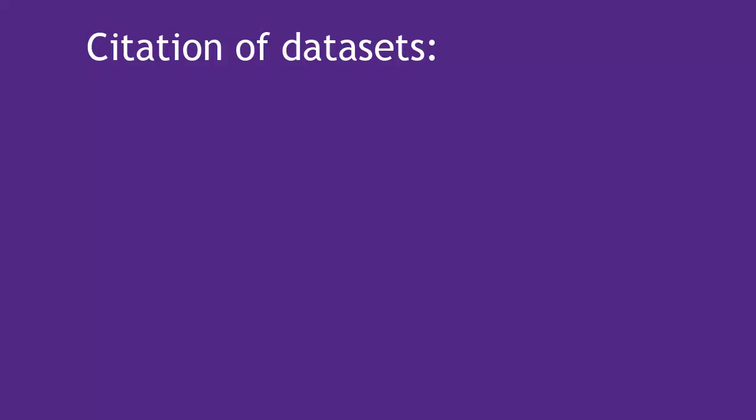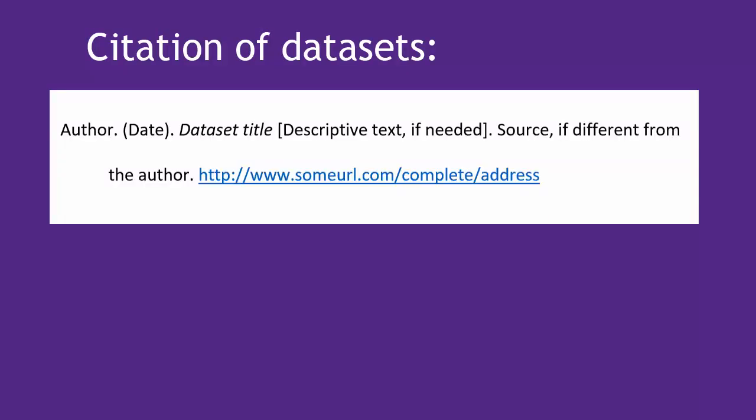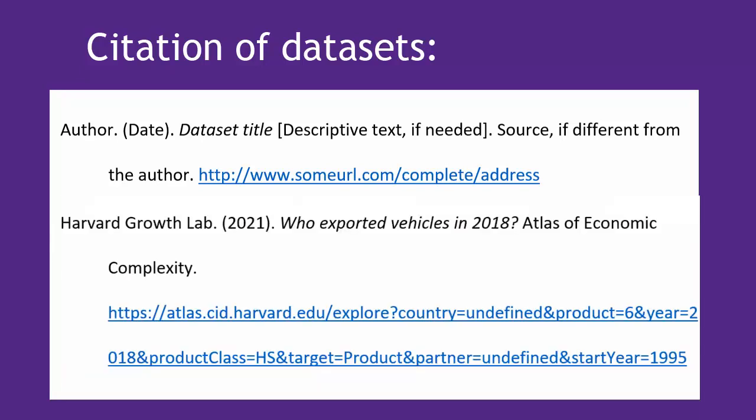If you use any data set in an assignment, make sure you cite it. Here's a generic template for citing data in APA 7th edition. Here's what that citation would look like for the Atlas of Economic Complexity. Often, datasets don't have one single named author, but I found on the About page that the tool is created by the Harvard Growth Lab, so I'll use them as the author.